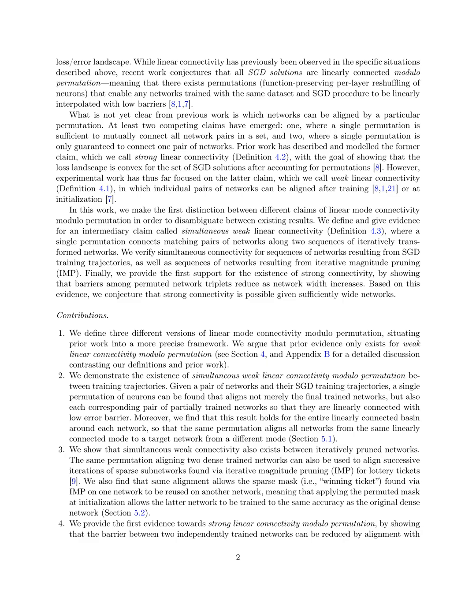The paper discusses three different claims of linear mode connectivity modulo permutation. The first claim is weak linear connectivity modulo permutation, WLC mod P, where each pair of networks can be aligned with a different permutation depending on the specific pair. The second claim is strong linear connectivity modulo permutation, SLC mod P, where there exists a permutation that can linearly connect all pairs of networks in a set. The third claim introduced in the paper is simultaneous weak linear connectivity modulo permutation, where a single permutation can linearly connect two sequences of networks, obtained via different methods, such as SGD training trajectories or iterative magnitude pruning, IMP. This claim highlights the possibility of finding a single permutation that aligns multiple networks along two sequences of iteratively transformed networks.